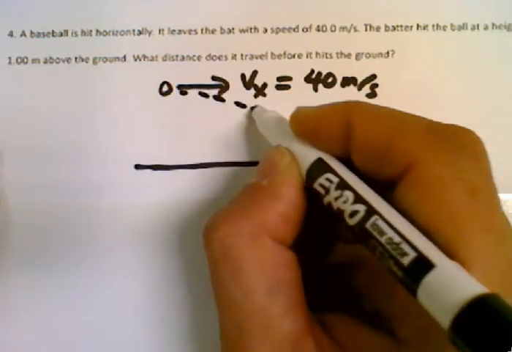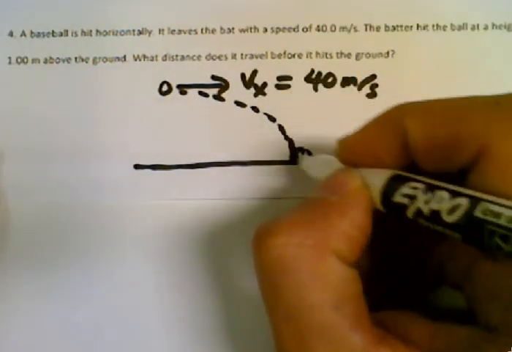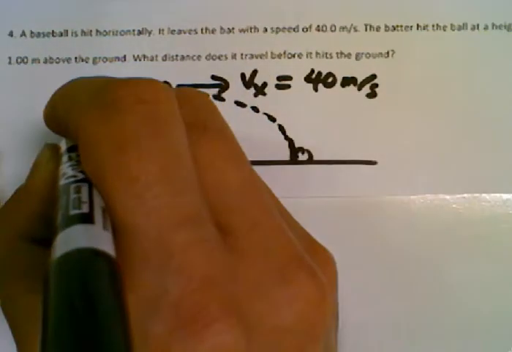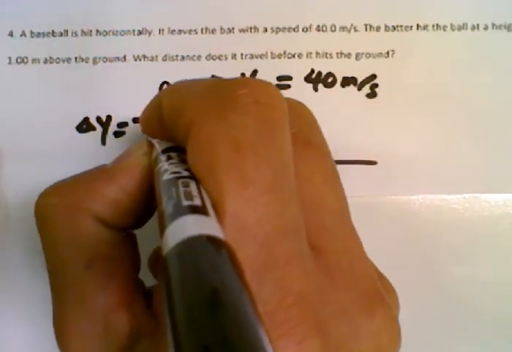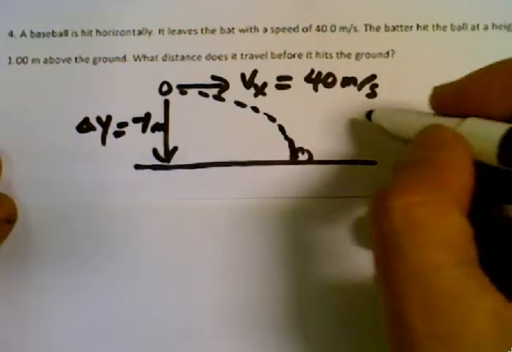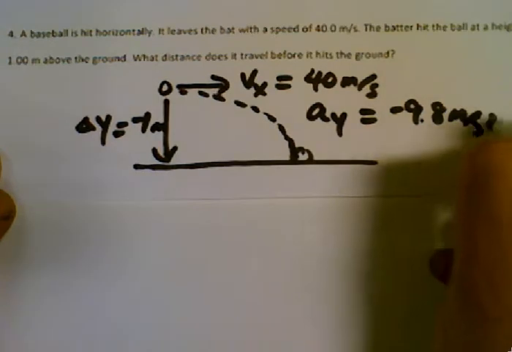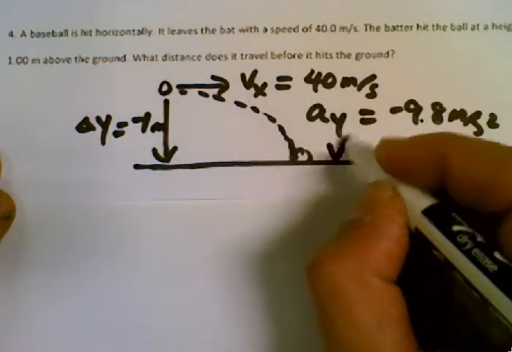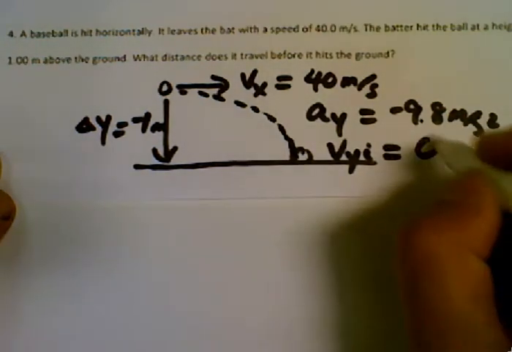The ball will travel in a parabola, and the vertical displacement is negative 1 meter. There are two other numbers that we know. The vertical acceleration is negative 9.8 meters per second squared due to gravity. And since the ball is hit horizontally right at first, the initial velocity in the vertical direction will be 0.